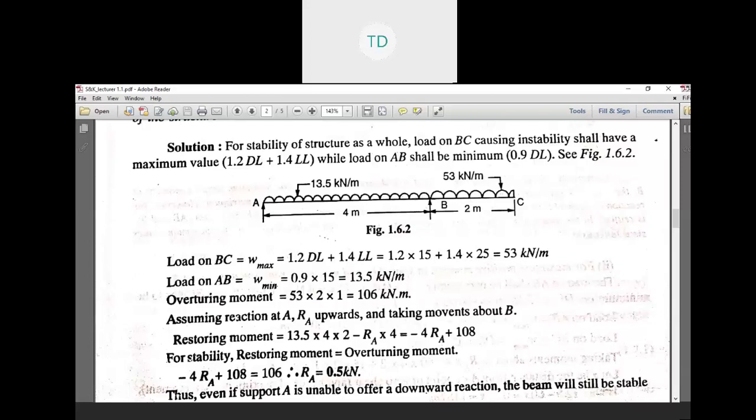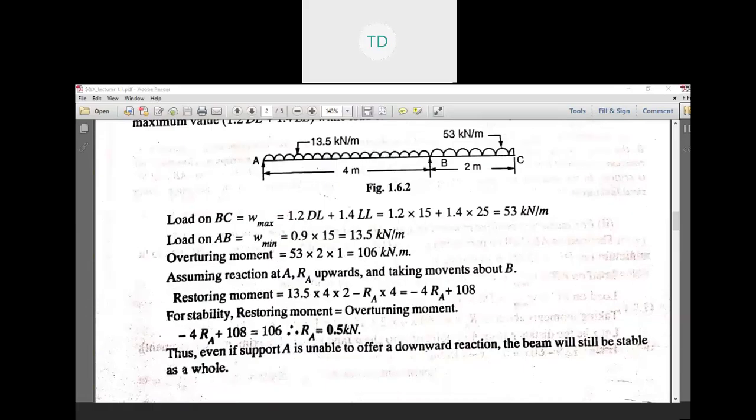Now same as load on AB, W minimum is equal to 0.9 into dead load. There is no live load here, so only dead load is considered, and the value is taken as 0.9 rather than the 1.2, as I already mentioned in that table. Now multiplying 0.9 into 1.15 is equal to 30.5 kilonewton per meter, which is the other value of load. Now overturning moment: 53 into 2 into 1 is equal to 106.